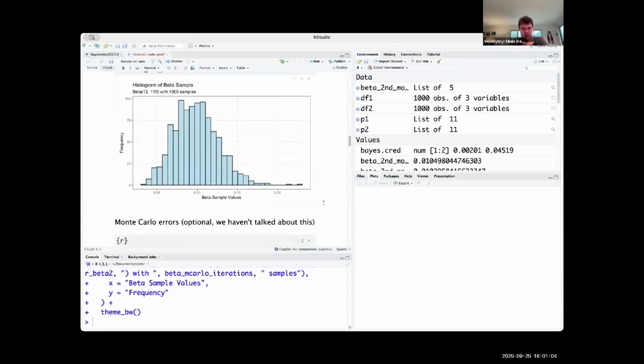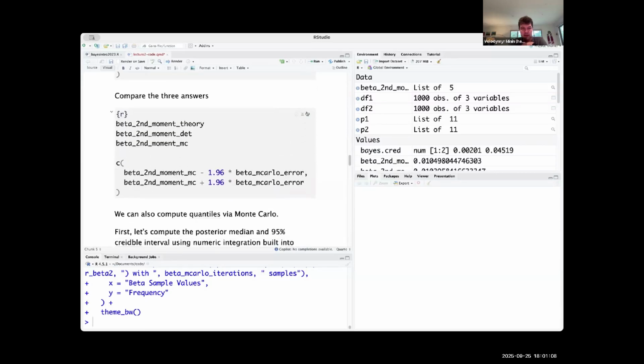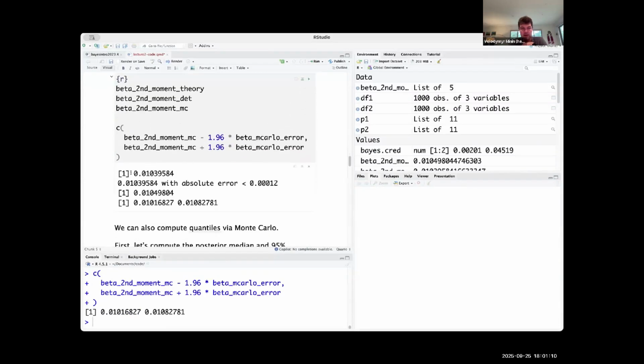You can also compute Monte Carlo errors, but right now it's optional. So if you compare these three answers together, this is your theoretical, this is your numerical integration, which is the same thing, and that's your Monte Carlo integration. You can actually assign a confidence interval to this Monte Carlo integration. I didn't have time to talk about it, but there's a way to do it in the code. Unfortunately, in 4 lectures, I don't have time for this, so I'm going to admit that, and this will be optional.